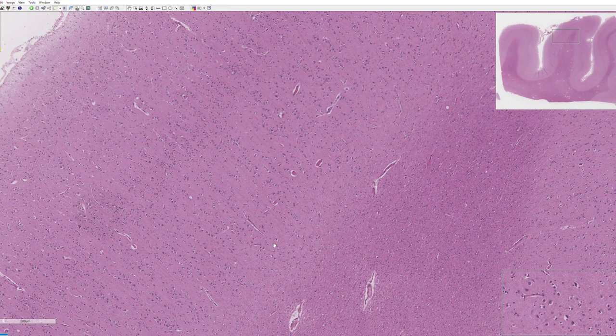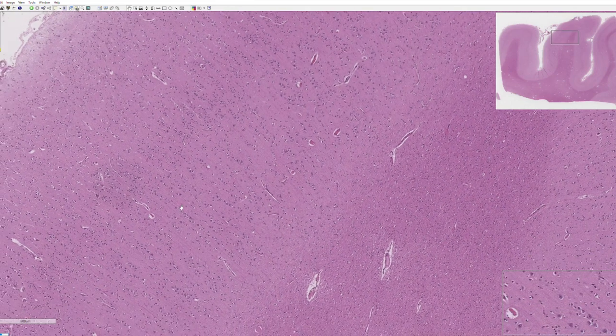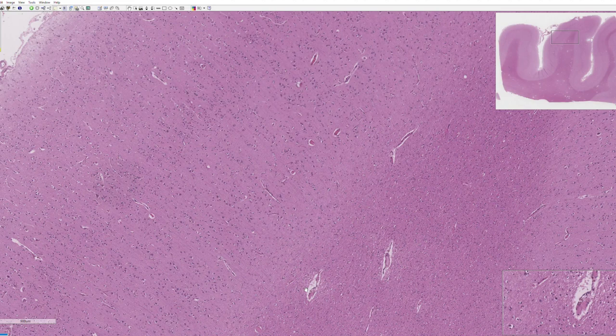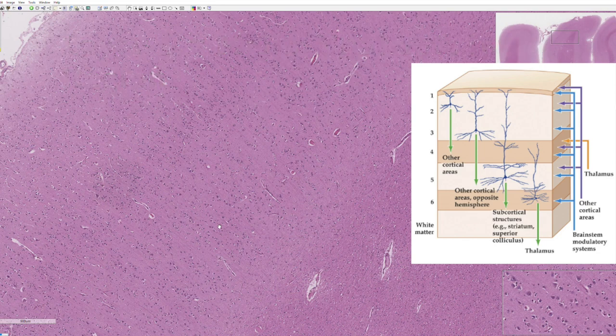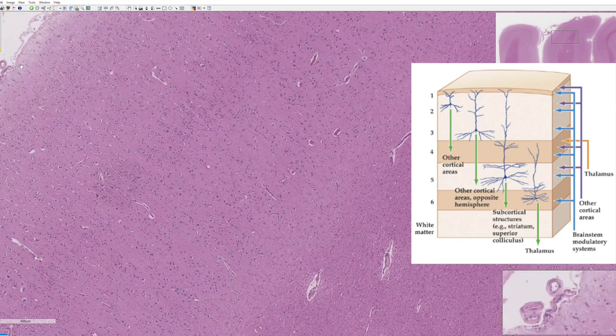Now again, these all work in these columns, and they're very precisely organized to take in and transmit information in and out of these columns. So layer 4, for example, is the major input layer of these columns. It receives information from the thalamus. It then sends information to the molecular layer through these axons.